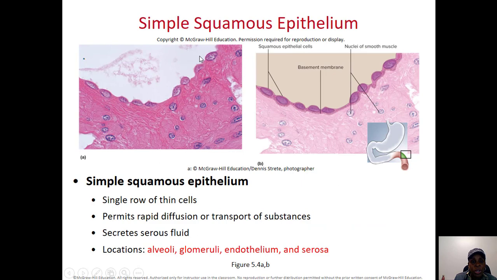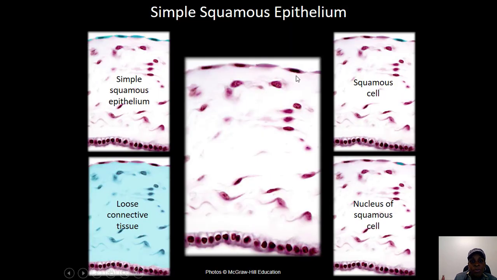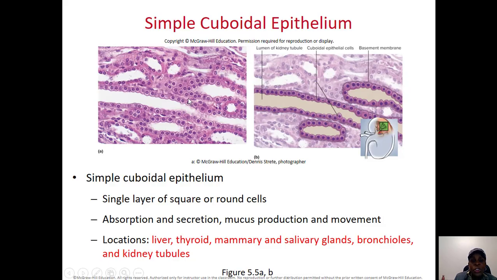Now let's look at the picture here. You see the simple squamous? You see it's just the basement membrane here and one layer of cells. For example, that's the lining of alveoli, glomeruli, endothelium, and serosa. Simple squamous, you can see it here too, just one layer, depending on the slice. And then simple cuboidal, you can see the cube shape, right?